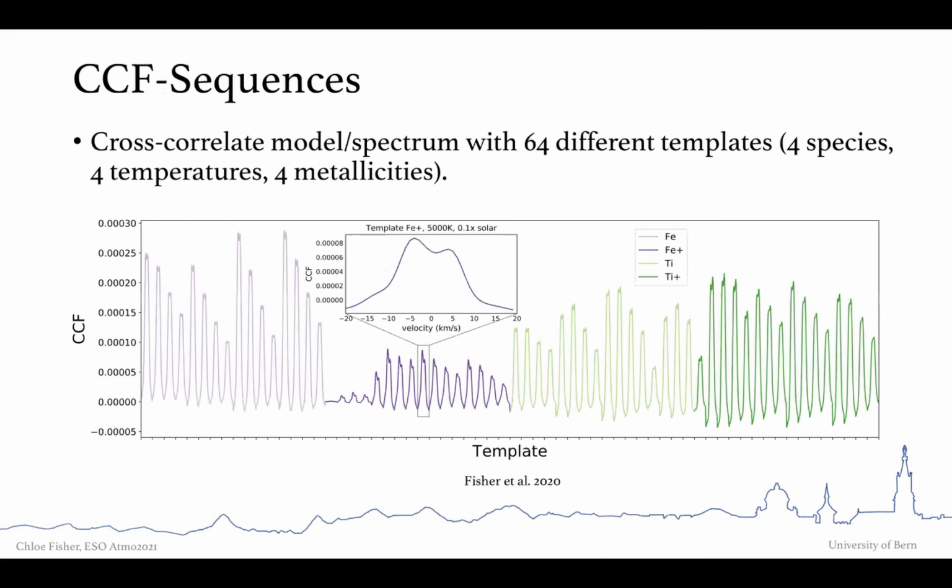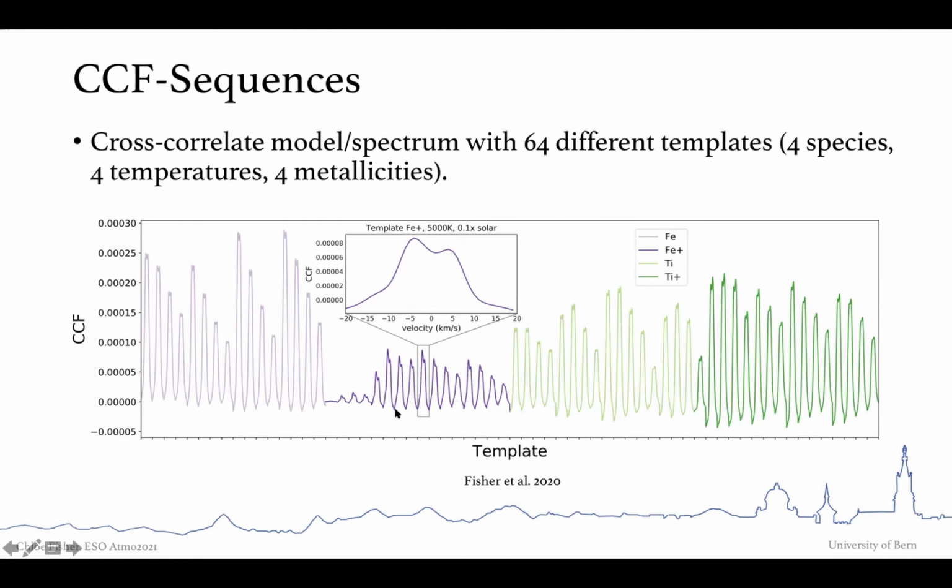So essentially we just took a set of 64 different templates. So we took four different species at four different temperatures and four different metallicities. And we ran the cross correlation for each of these templates with all of our models. So we map each model into a set of cross correlations. And this is what one of them looks like.